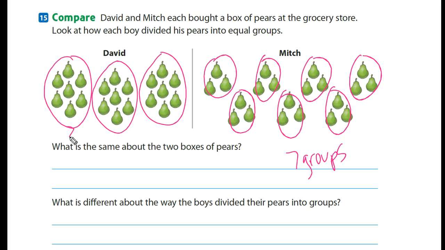What's different about the way the boys divided their pears into groups? Well, David divided those into 3 groups with 7 each, while Mitch divided them into 7 groups with how many in each one? 3. So it looks like Mitch has 7 times 3, that's 21, and David has 3 times 7 is 21. So they both have 21 pears. They just wrote it differently.